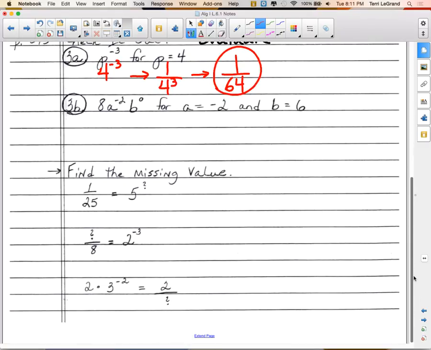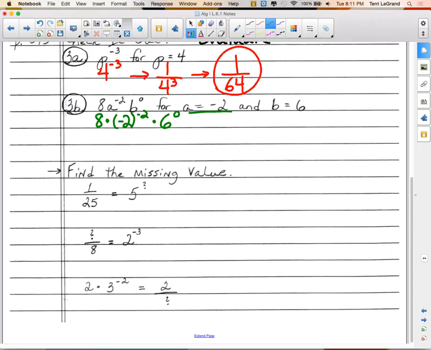Okay, let's try 3b here. Again, let's go with the substitute first method, okay? So 8, and then we're going to insert the times sign that's invisibly in there right now. We have negative 2. When we substitute, we must use those parentheses, to the negative 2 power. So 8 to the negative 2 power is going to become negative 2 to the negative 2 power, because a is supposed to be negative 2. And then times b to the 0 power. B is 6, it kind of looks like a b when you write it, and we have it to the 0 power.